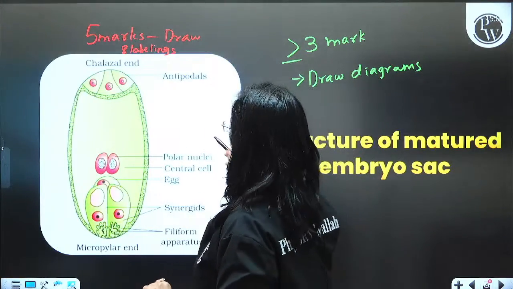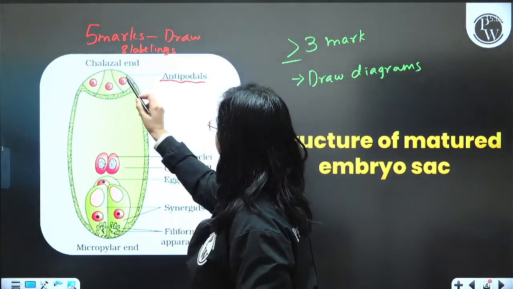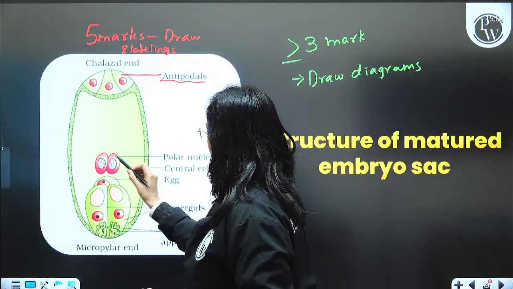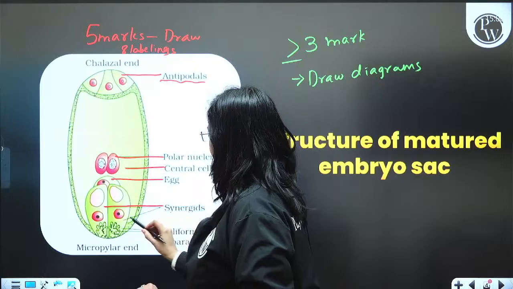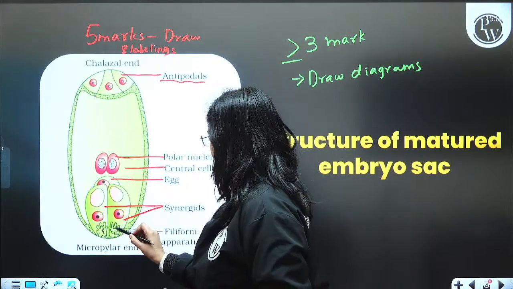5 marks. Okay. So these three are antipodals: polar nuclei, central cell, egg, two synergids, and filiform apparatus.